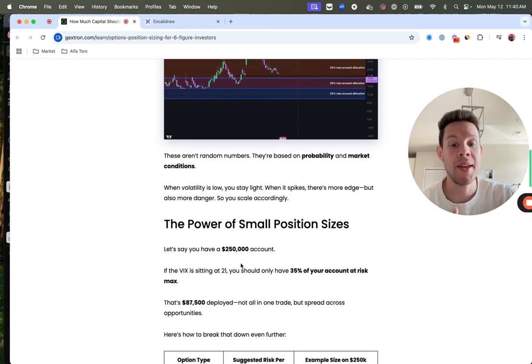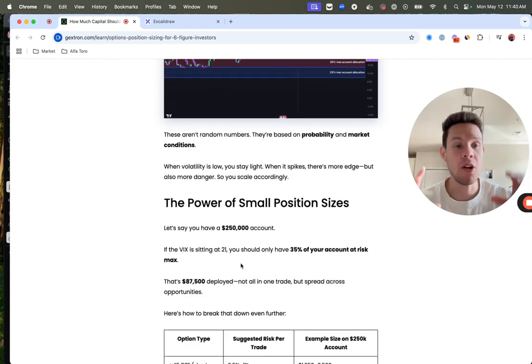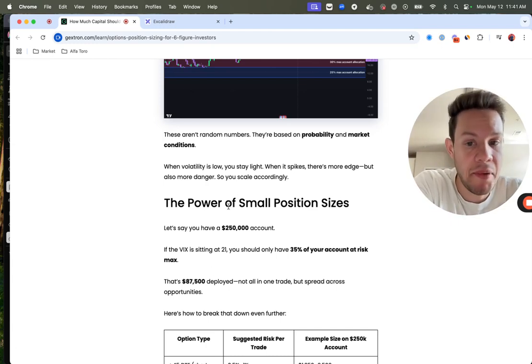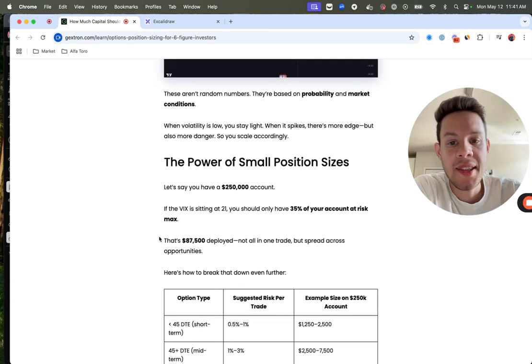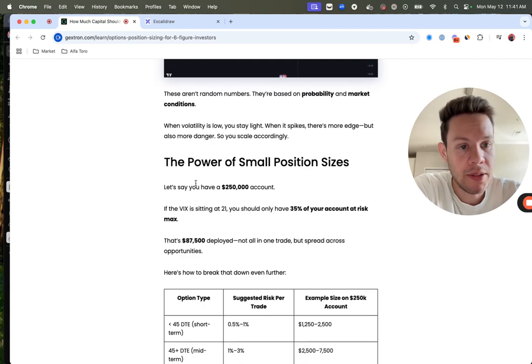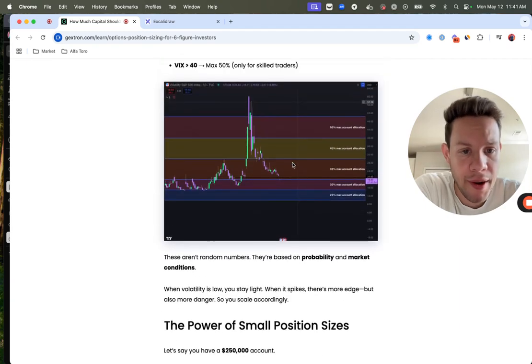The biggest thing in this market is it's all probability, it's all math. So all you have to do is give yourself enough chances to be right. Here is an example. This is the power of small position sizes. Let's say you have a $250,000 account, total value, and the VIX is sitting around 21. You should allocate about 35%.